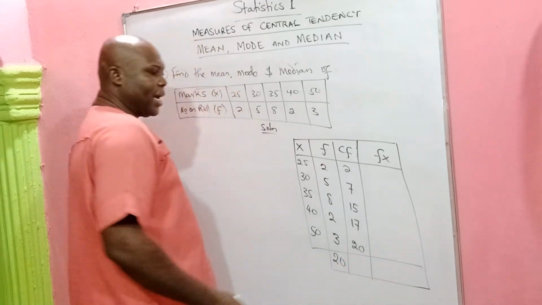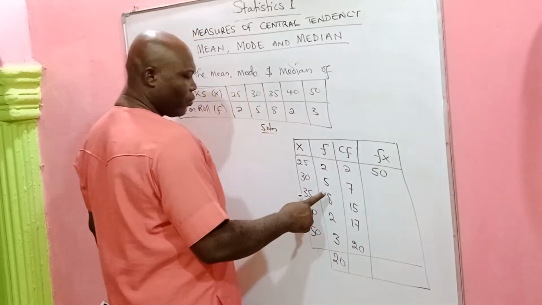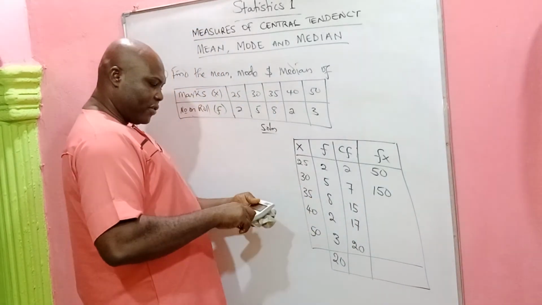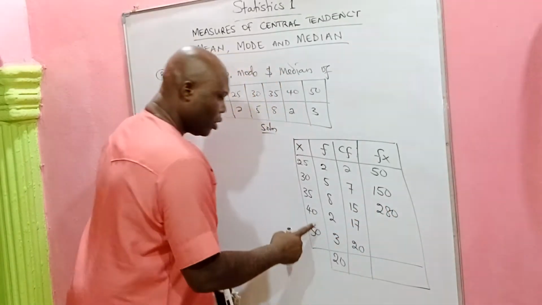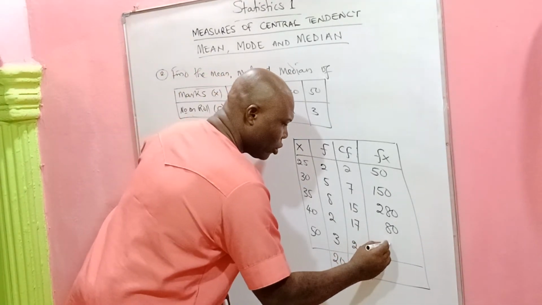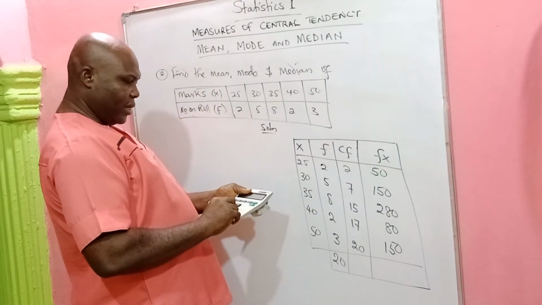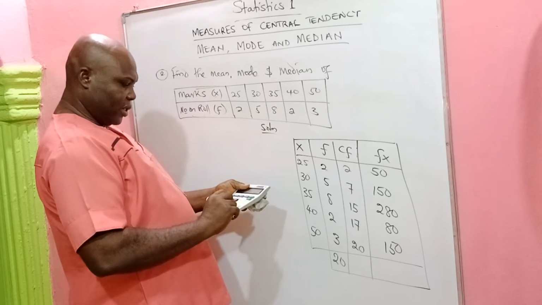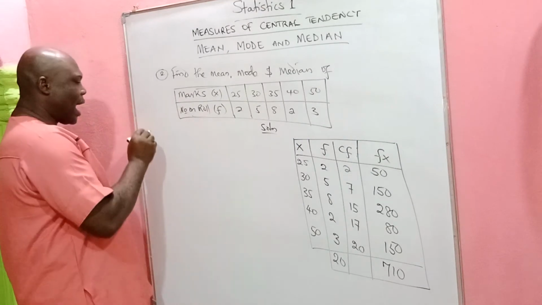Now we need our f times x. F times x. 25 times 2, 50. 5 times 30, 150. 35 times 8, 280. 40 times 2, 80. 50 times 3, 150. We need to sum that. So we have 50 plus 150 plus 280 plus 80 and plus 150. So we have 710. Now with this we can calculate our mean, mode and median.